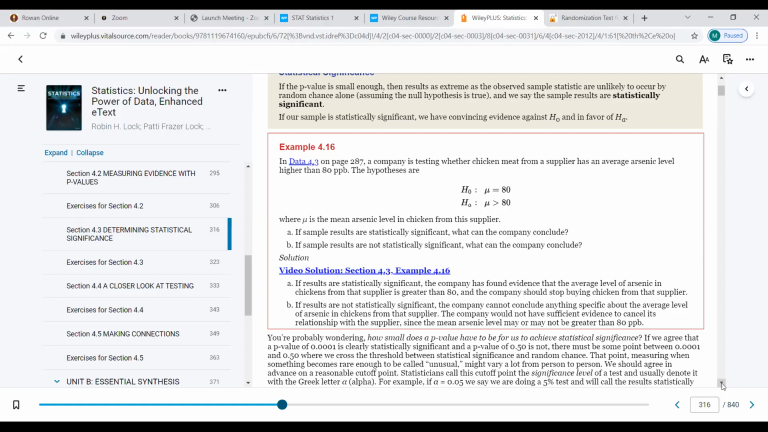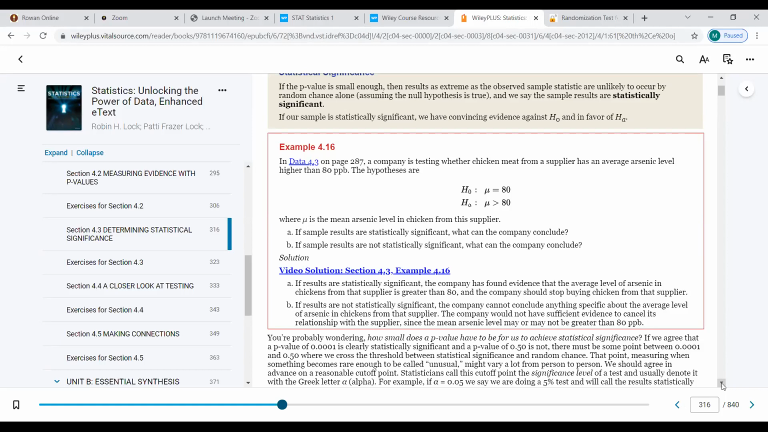We just don't want to, if we have a sample that has 82 as the average amount of arsenic parts per billion for a particular sample of chickens, automatically tell that supplier, oh, I'm sorry, we're not going to use you anymore. We want to determine whether that's just normal variation around 80, because it's just a sample of chickens, or is there strong evidence that 80 is not the average amount of arsenic for that supplier's chickens? It's actually greater than 80.